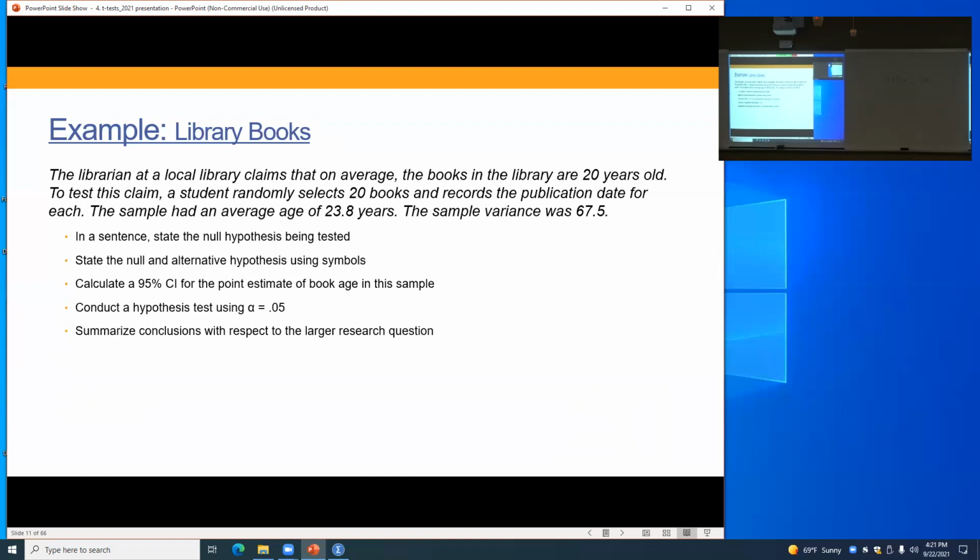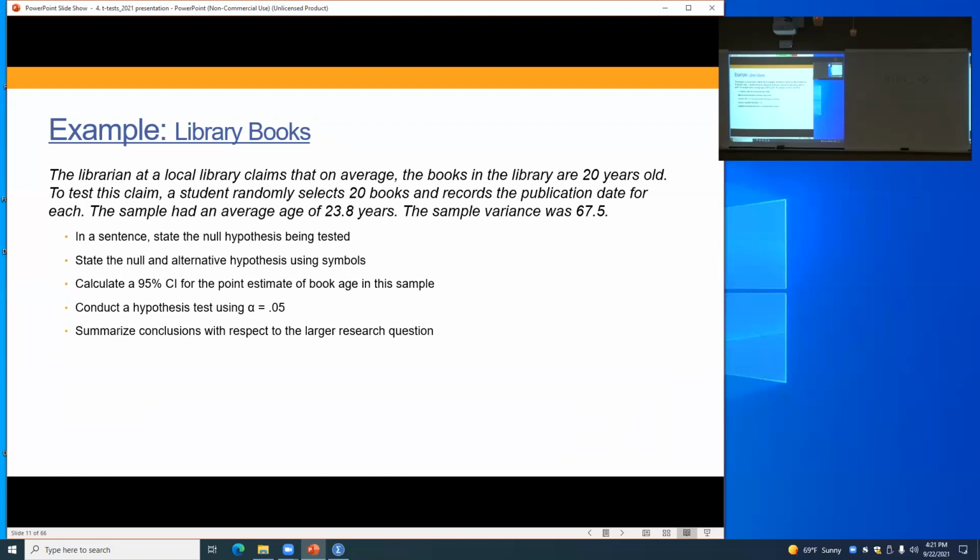We've got a student who randomly selects 20 books and records the publication date for each. What we see is a sample with an average age of 23.8 and a sample variance of 67.5. What we want to do with this is state in a sentence the null hypothesis being tested, state the null and alternative hypotheses in symbols, and calculate a 95% confidence interval for the estimate of the book age in the sample.